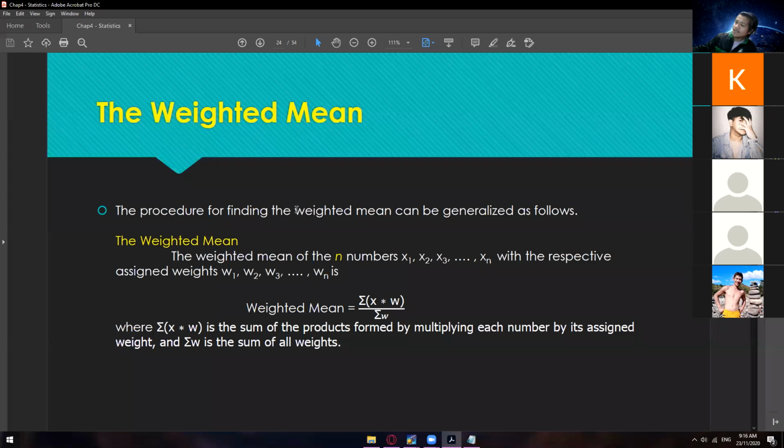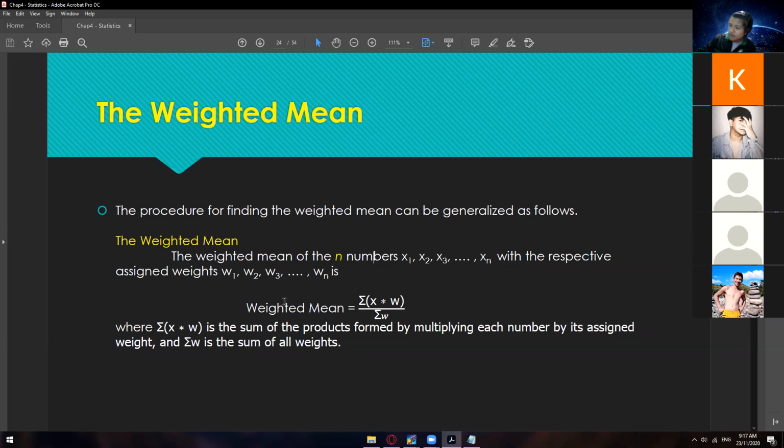So the procedure for finding the weighted mean can be generalized as follows. The weighted mean is the weighted mean of the n numbers, x of 1 up to n, wherever that ends. Here x represents the data, with their respective assigned weights, W for the weights. This is our first data, and this is the weight of that data. So X1 corresponds to the weight W1, and then X2 is for W2, X3 is for W3, and so on and so forth. All right, so every data has its own weight.